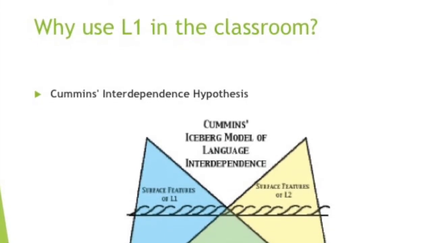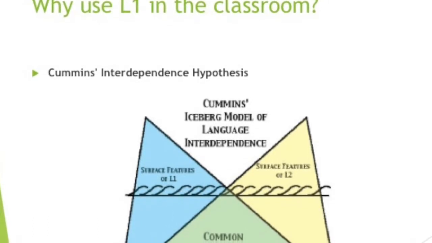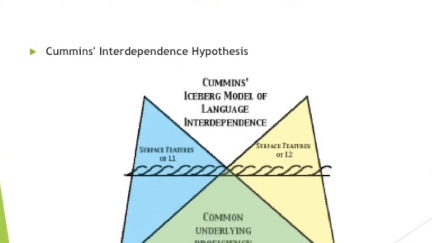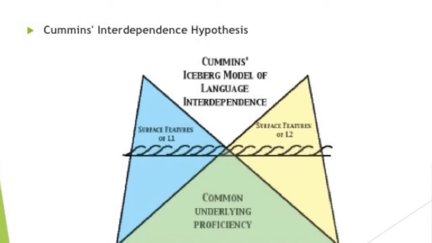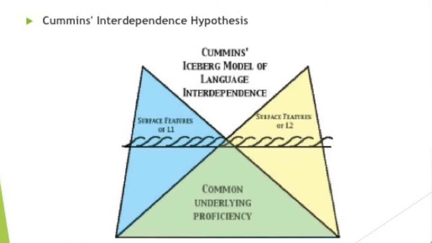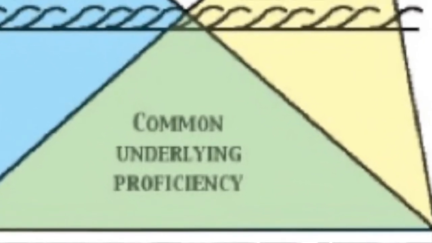What this shows is a very simplified representation of a bilingual person's language faculty. So there are two surface areas, and this is what we can hear and see in terms of language production. And what lies underneath is the common underlying proficiency, which is common for both languages. So that's mainly the conceptual knowledge that can be transferred between L1 and L2.